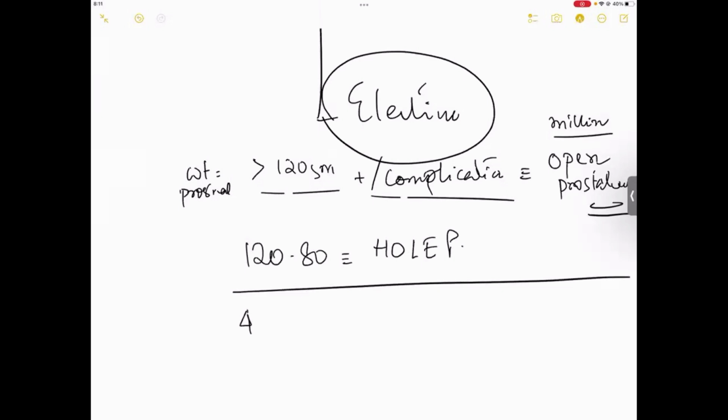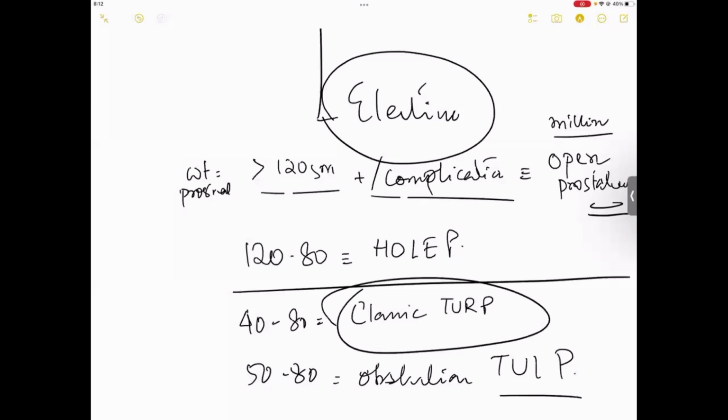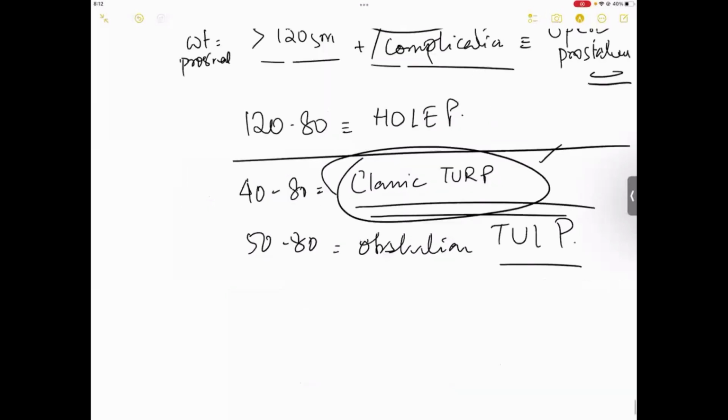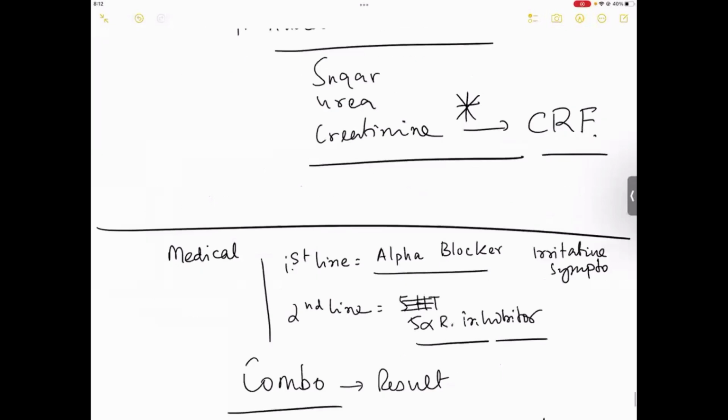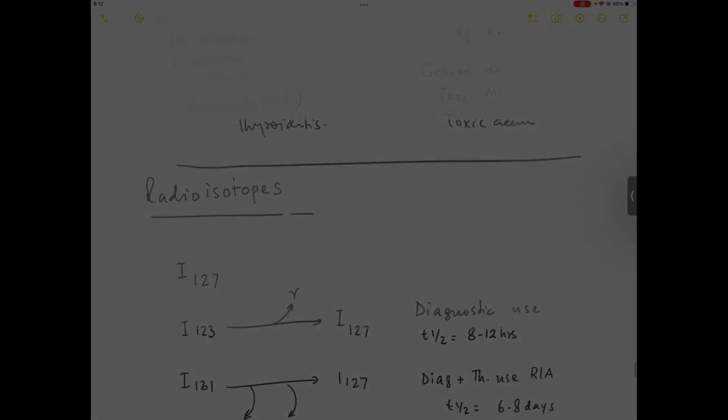Something between 40 to 80, you do the classic TURP. Something between 50 to 80, or with an obstruction, there are other options like PUIP, an incision in the bladder neck. There are many other procedures that have not stood the test of time. The gold standard is always the classic TURP. So please remember that these are the surgical options that we usually talk about. We can go more elaborate on that, but remember that the examiner is giving you only 3 marks for this. So with this, ladies and gentlemen, I think we'll be ending.